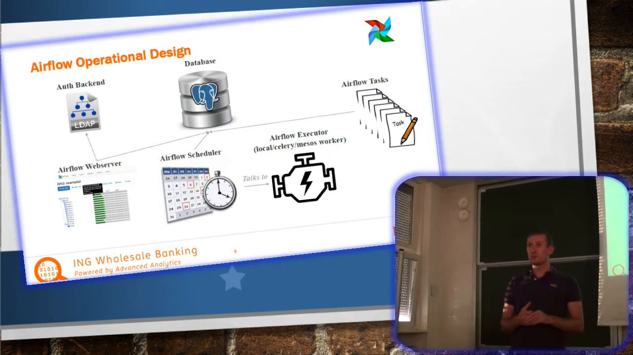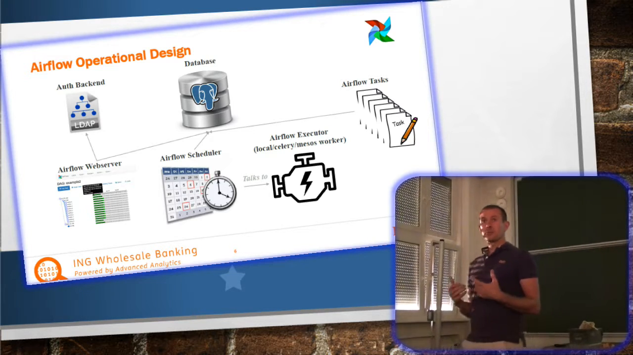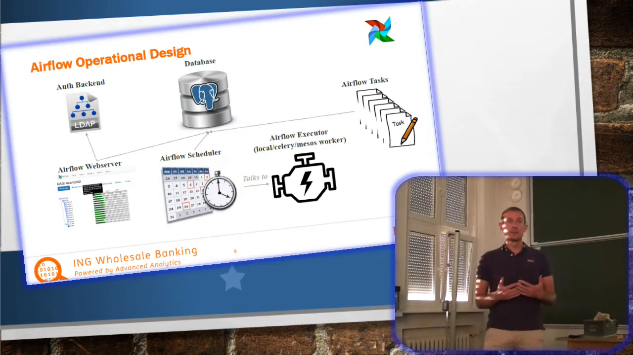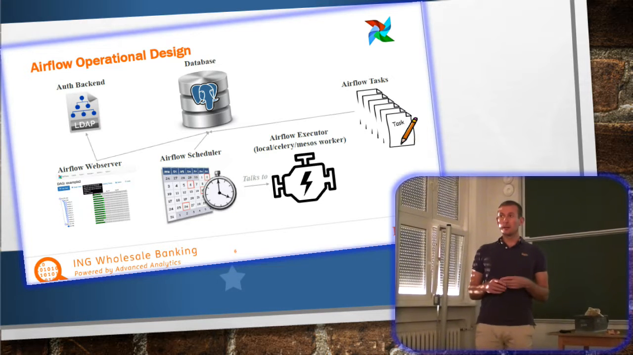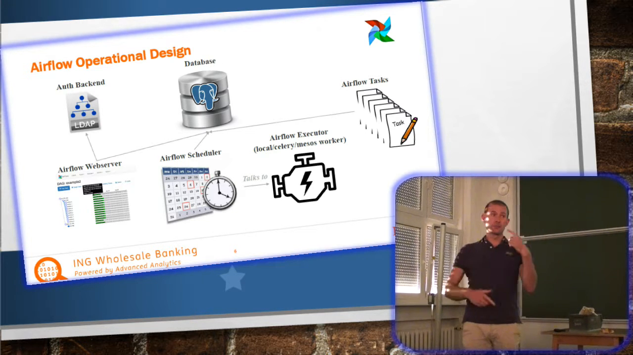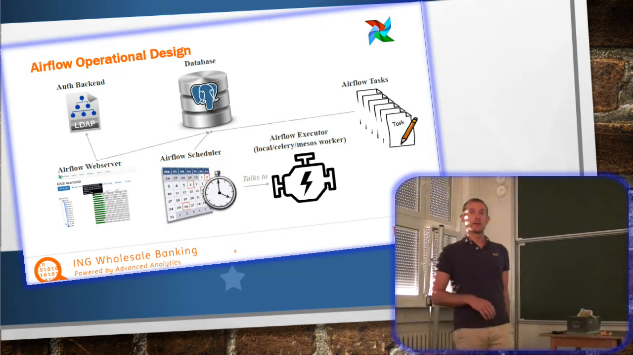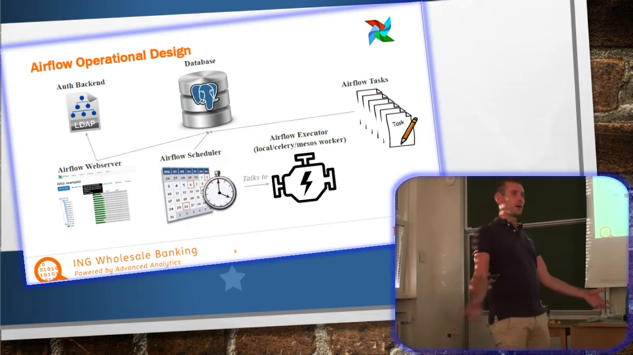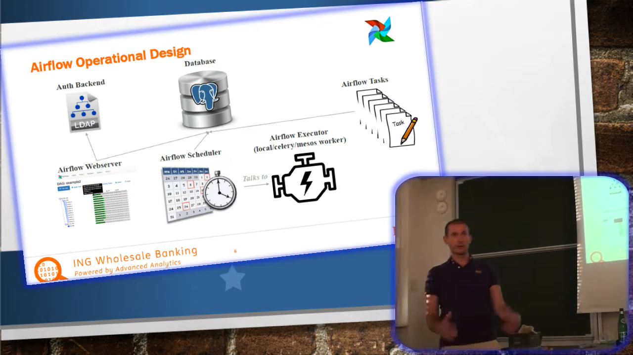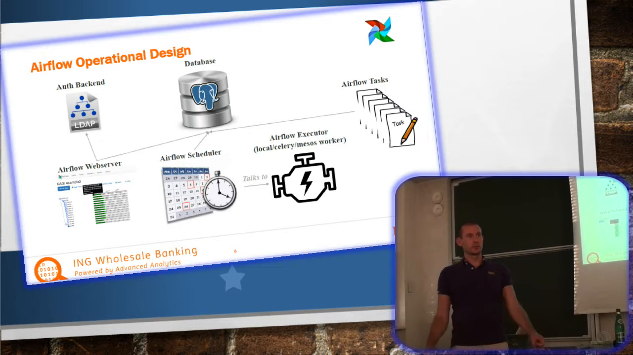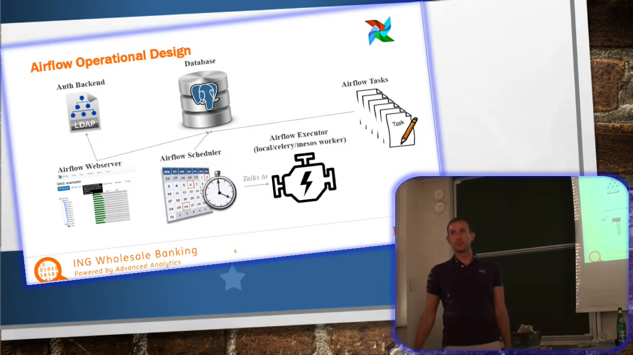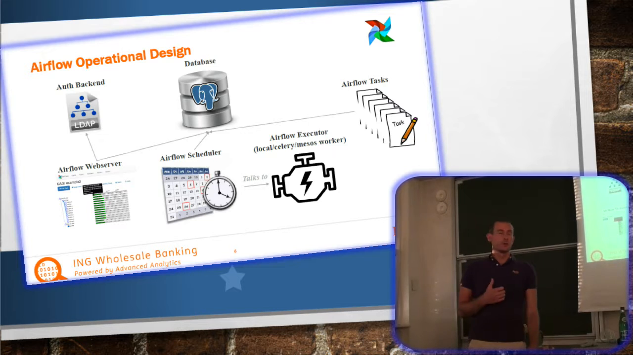You can go to a local executor, which means the executor runs in pace with the scheduler. Every time the scheduler ends up at the end of its loop, it will ask the local executor, hey, execute these tasks and make sure that you report back. So that runs in process.